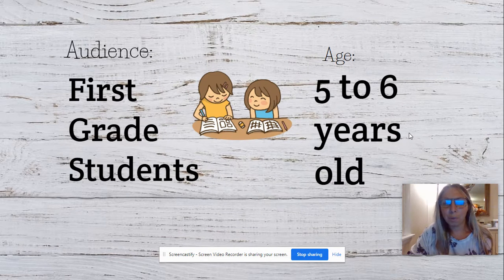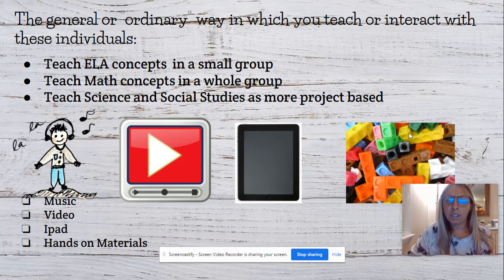It's important that I start with my audience, which is my first grade students, so they range between the age of 5 to 6. Generally, when I'm teaching first grade, I do each subject a little differently. Math is more of a whole group lecturing and a lot of modeling. But science and social studies are more project-based, where the students either get to work independently or with their peers. When I first introduce a new topic, I like to use music, videos, technology, or any type of material where they're already hands-on.